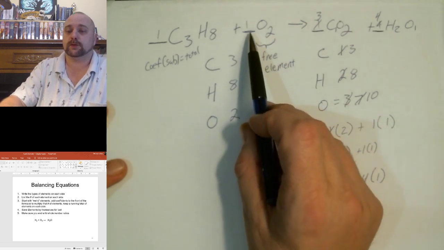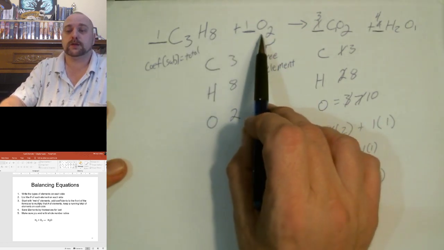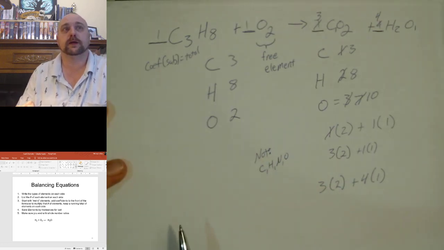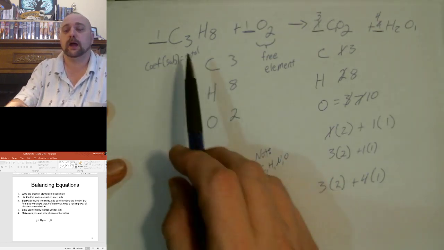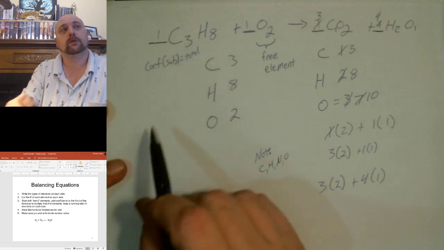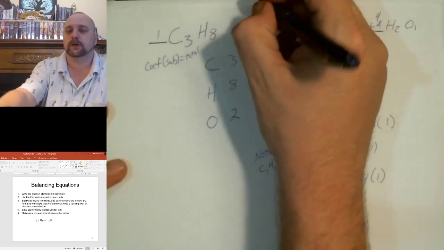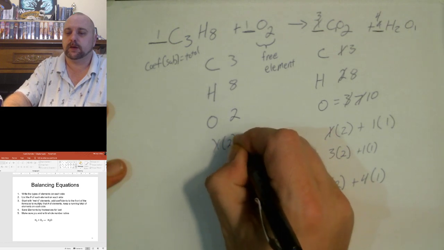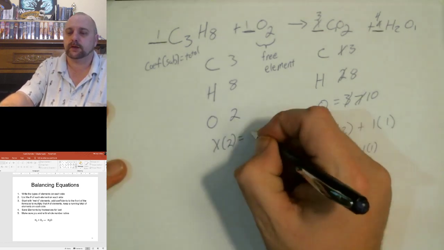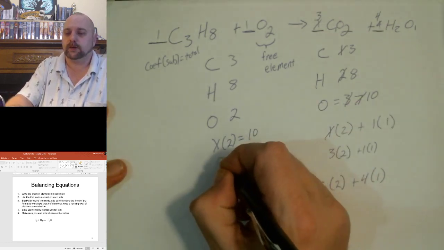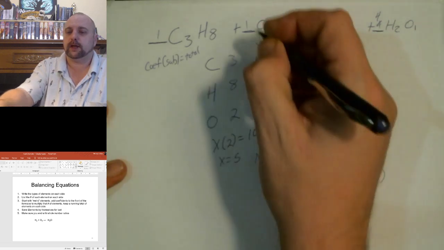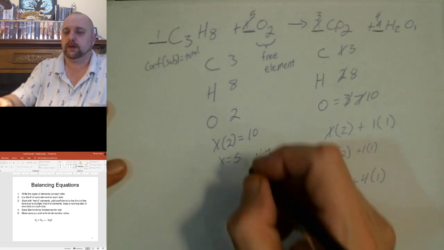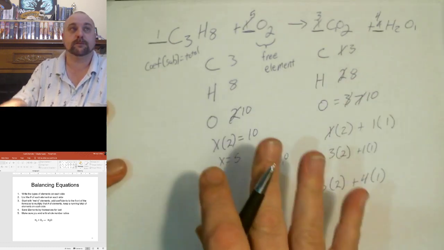Now I'm going to come over here and I can change this oxygen coefficient without changing anything else. If I'd done the hydrogen last, I might have come over here and tried to change it, and it would have affected the carbon. So here I can do some number times 2, and I'll set it equal to the other side, which is 10. So x comes out to be 5. I'll put a 5 here. And that will make my total 10.